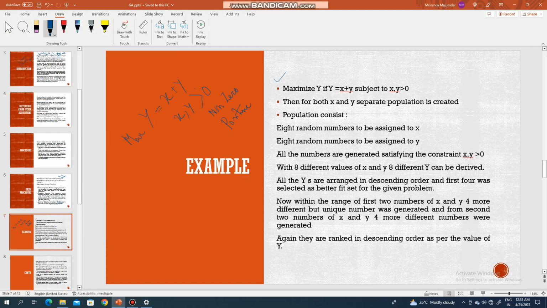So how is it done? With the help of genetic algorithm, how can you optimize this problem?